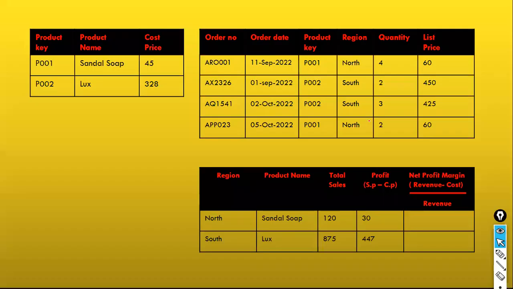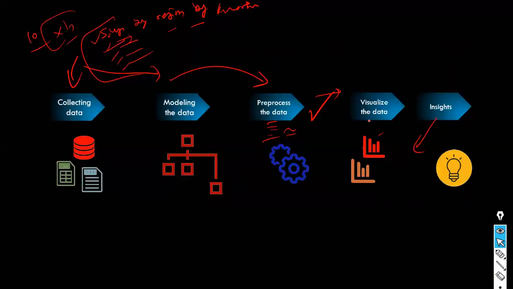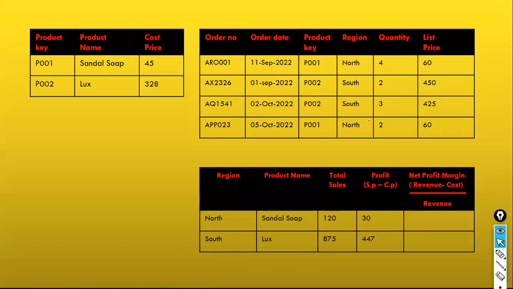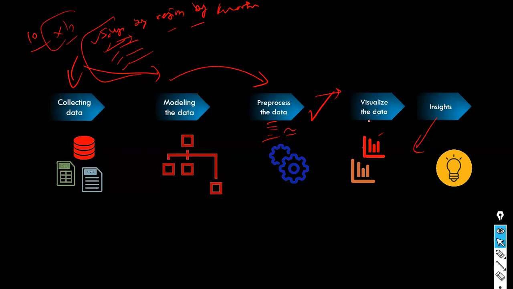Fine. Now you understood what exactly business intelligence is. It is nothing but a set of processes, technologies, and architectures. Architecture, I'll explain later. I don't tell so many things at once. And using business intelligence, we convert the raw data into meaningful data.